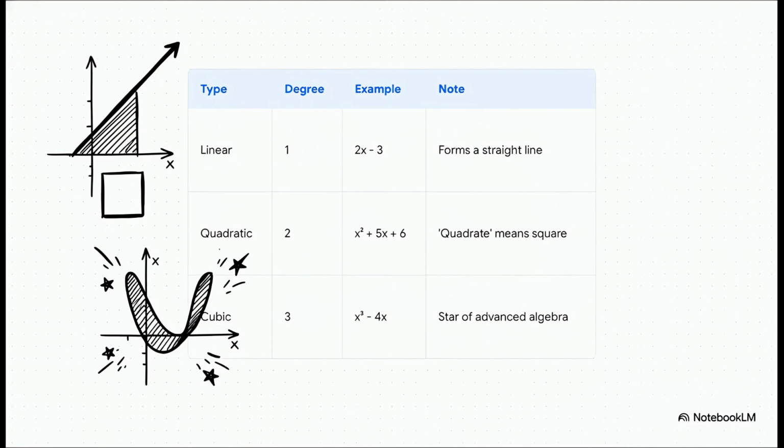So let's look at the power rankings in action. If the highest power, the degree, is 1, like in 2x minus 3, we call it linear. Makes sense, right? Because if you graph it, you get a straight line. If the degree is 2, like in x squared plus 5x plus 6, it's a quadratic. That comes from the word quadrate, which just means to make a square. And if the degree is 3, you've got a cubic. These are the big three you'll see all the time.